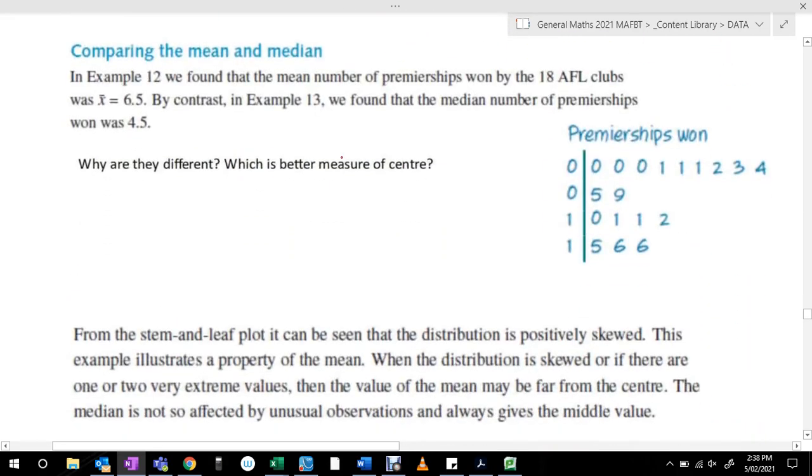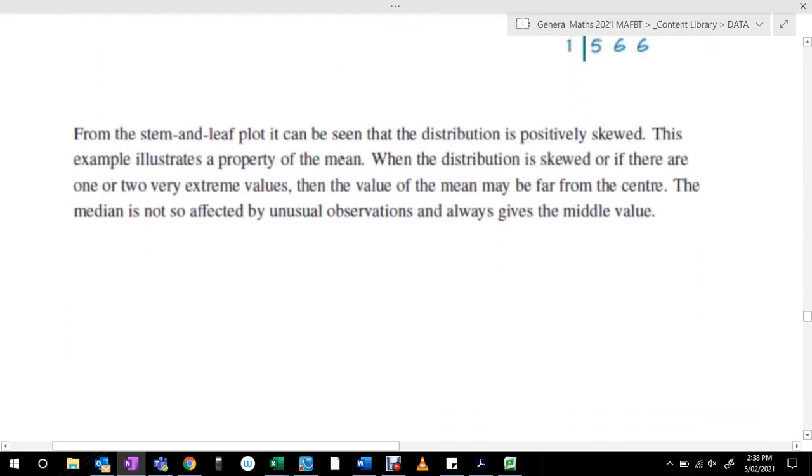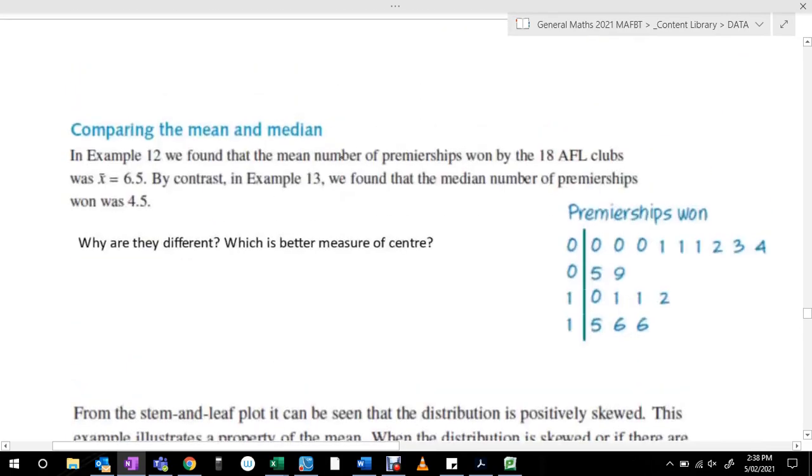Easy. All right. So comparing the mean and the median. Let's talk about that. So in example 12, you found the mean number of premierships, which was 6.5. And in contrast, the median was 4.5. So let me write that down. Mean is 6.5. Median is 4.5. Why are they different and which one is better?